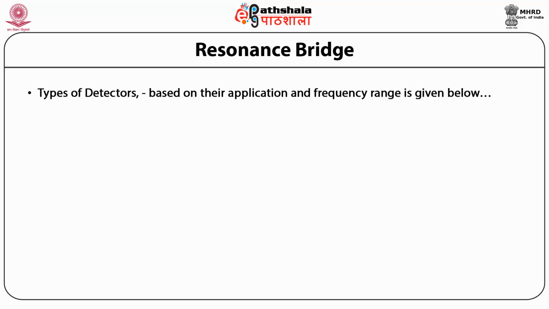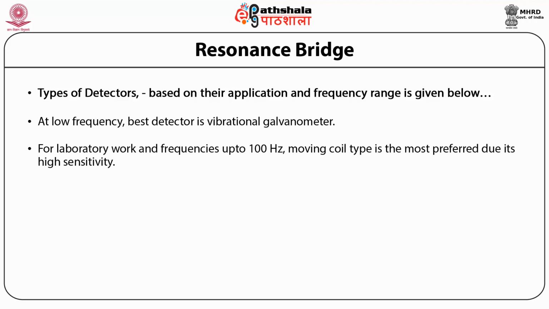There are different types of detectors. Based on their application and frequency range, different types of detectors are given below. At low frequency, the best detector is a vibrational galvanometer. For laboratory work and frequencies up to 100 Hz, the moving coil type is most preferred due to its high sensitivity.